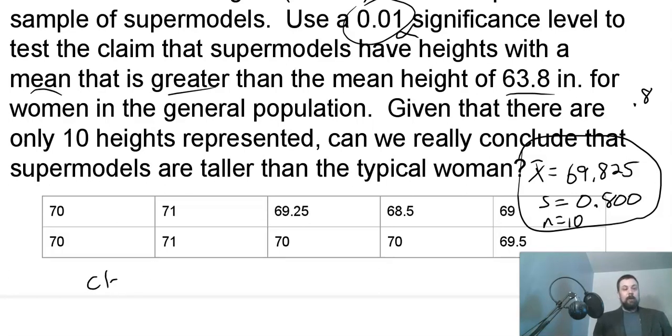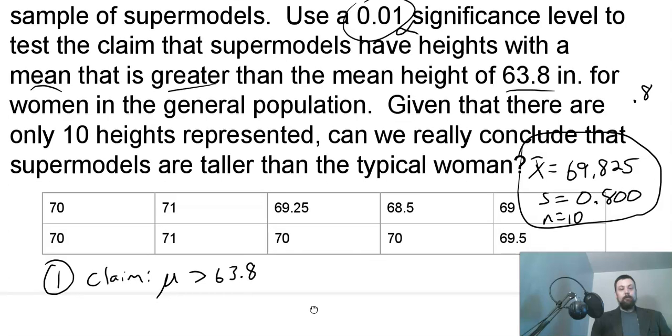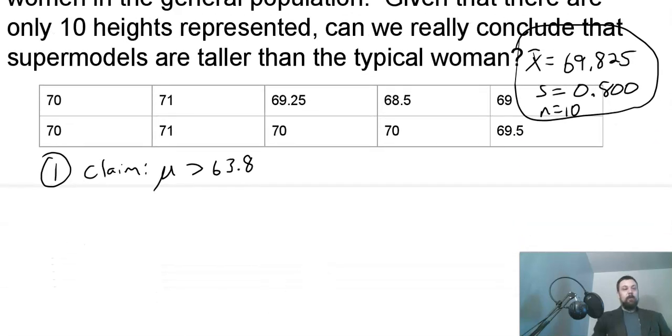Right. So let's go ahead and write that down actually. So phase 1, the claim is that the population mean, but this population we're talking about is not the general population. It's the population of supermodels. Their height is greater than 63.8. All right. And so that's the claim.